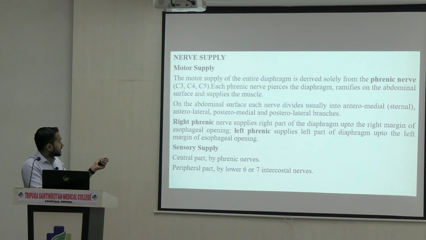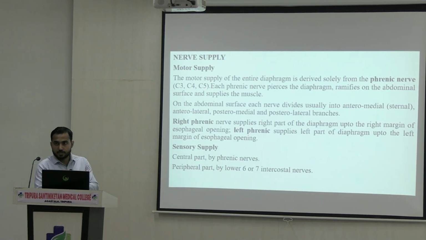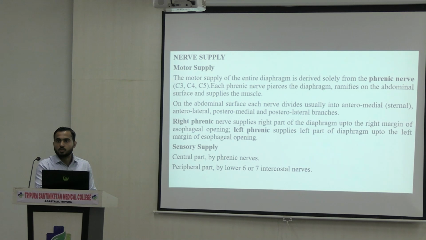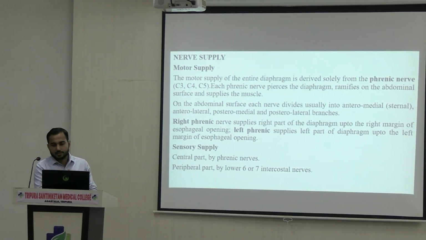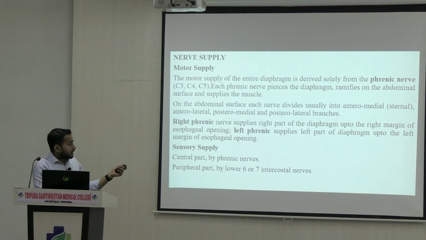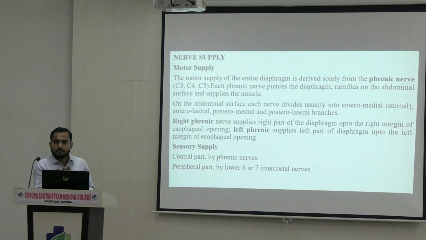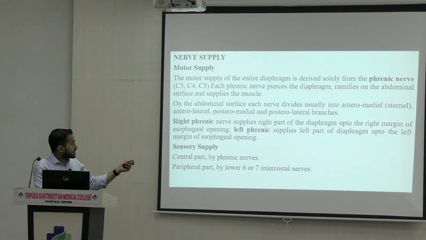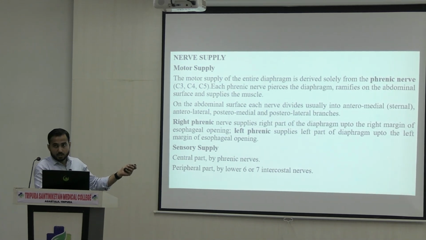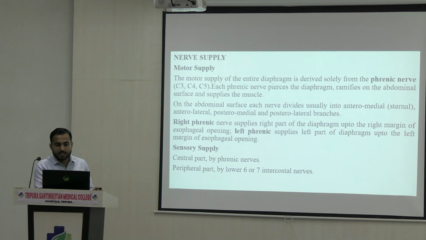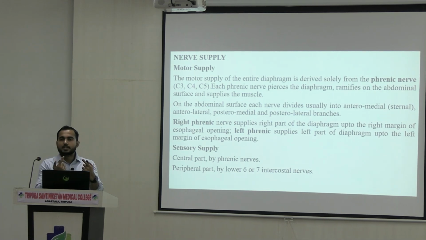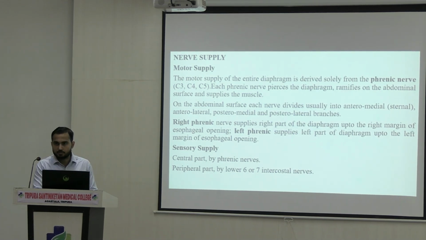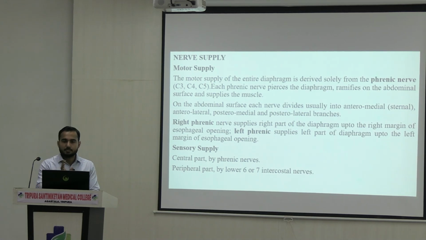What is the root value? C3, C4, C5. This is the root value for the phrenic nerve, which is motor to the diaphragm. Two phrenic nerves are there, one on either side, right and left. Now, there is a unique property of this nerve supply: it will pierce the diaphragm and then ramify on the abdominal part, and then supply the muscle, not from the thoracic aspect. Motor supply for the fibers.